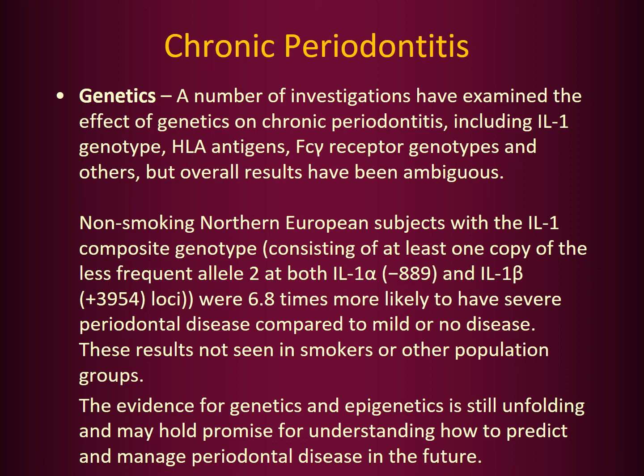In one study, investigator Ken Corman and his group have been looking at non-smoking Northern Europeans and the IL-1 composite genotype, consisting of at least one copy of the less frequent allele 2 at both IL-1 alpha and IL-1 beta loci. These individuals were shown to be almost 7 times more likely to have severe periodontal disease compared to those with mild or no disease. But the results were not seen in smokers or in other populations.